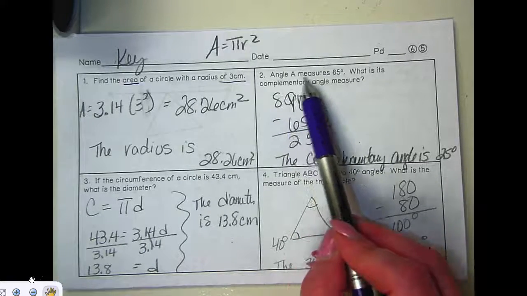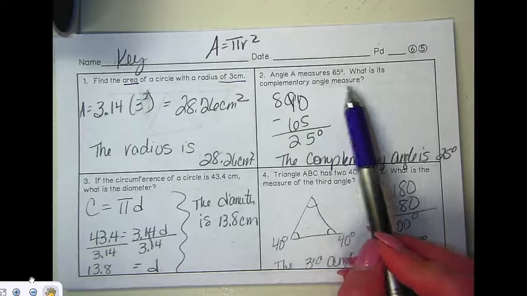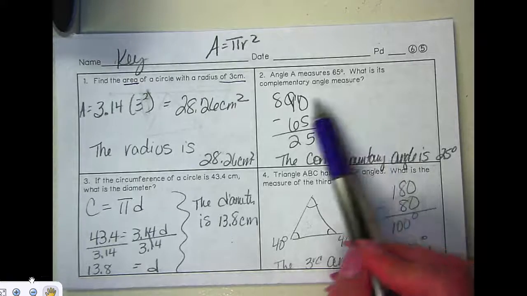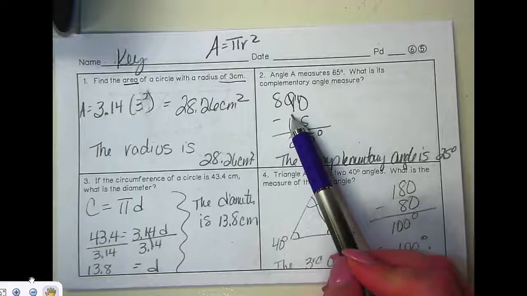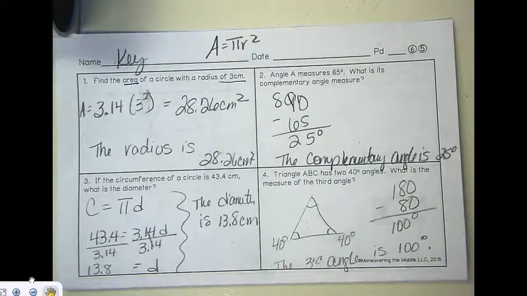Number 2, angle A measures 65 degrees. What is its complementary angle measure? Complementary angles add up to what? 90 degrees. So 90 degrees minus the 65 leaves you with 25 degrees. The complementary angle is 25 degrees. If you don't have these, you need to be showing your work and writing them down right now.